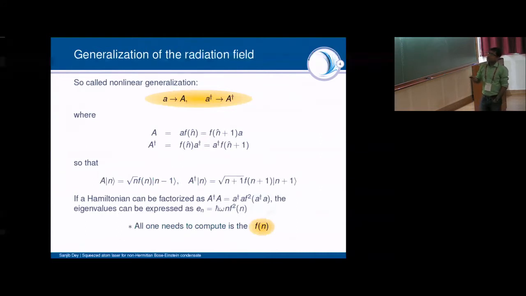And the generalization is known as the nonlinear generalization, where you take capital A to be small a times some function, so that they can work on the Fock space in the usual way. But one needs to just calculate this Fn, and this Fn will come from the model itself. Suppose we can factorize the Hamiltonian in terms of A dagger A, which is of this form of Fn, and then we know the eigenvalues, so that the Fn can be constructed from that particular model, and then we replace it in the system so that we get a generalized system.